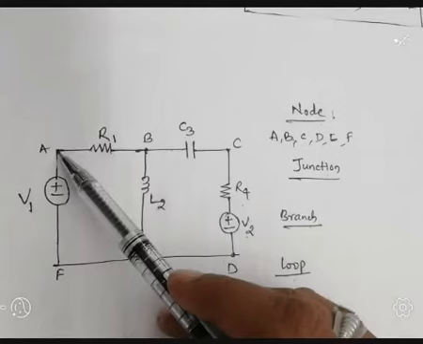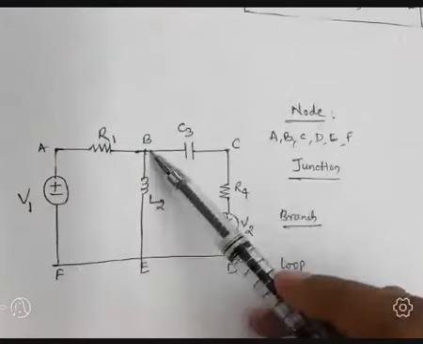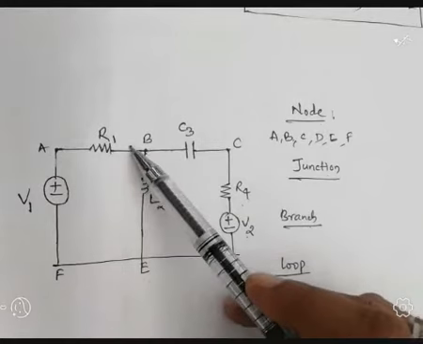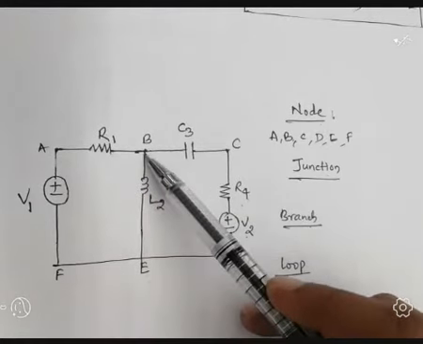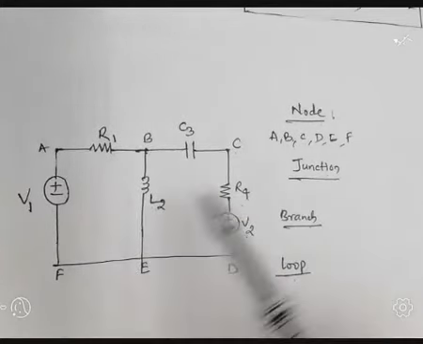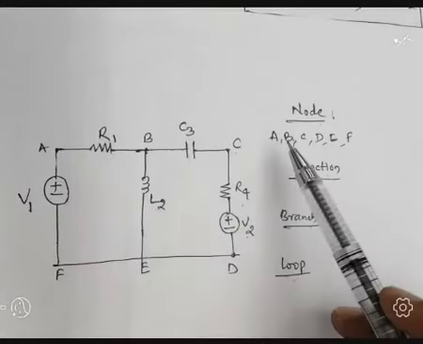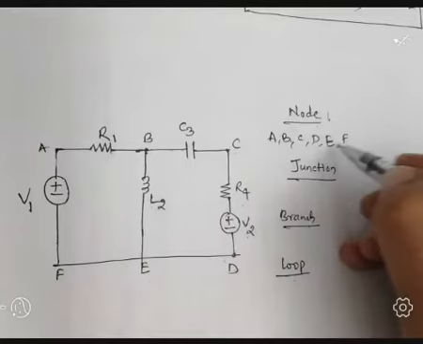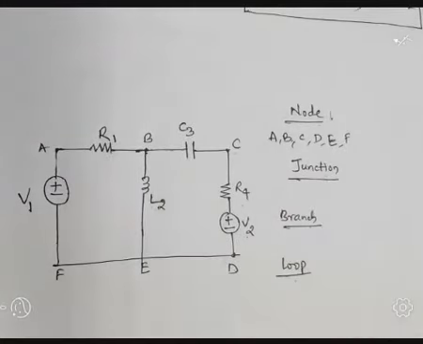Similarly, coming to B, B is also an example of a node in this network because the branch containing resistor R1 is connected at this point with the inductor L2. Likewise, C is also a node, D is also a node, E is also a node, F is also a node. So in this network, total A, B, C, D, E, and F, these many nodes are there.